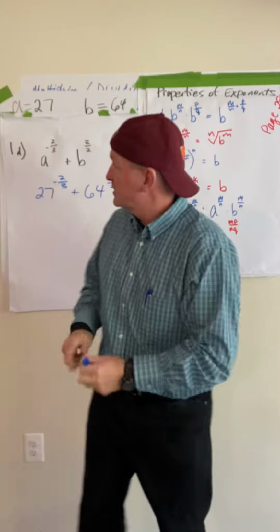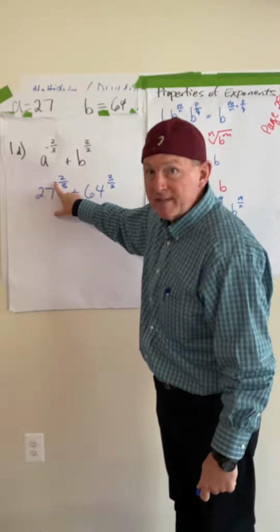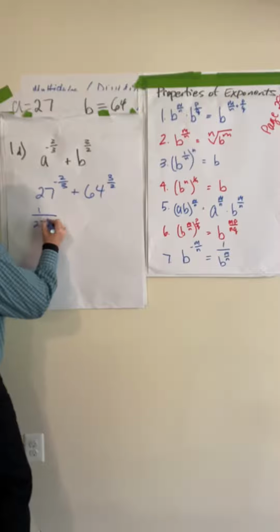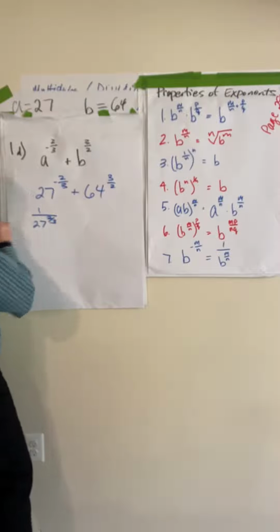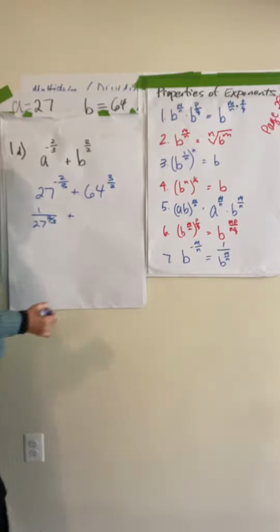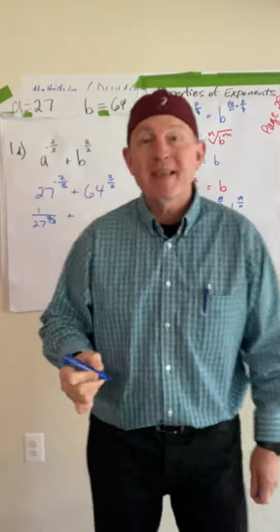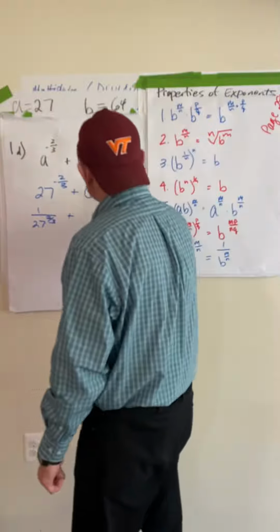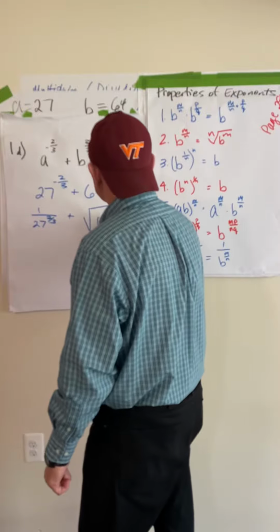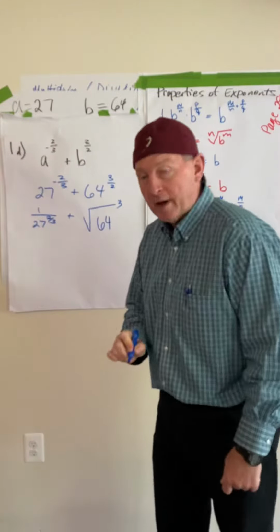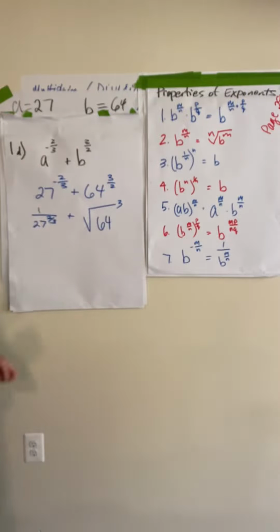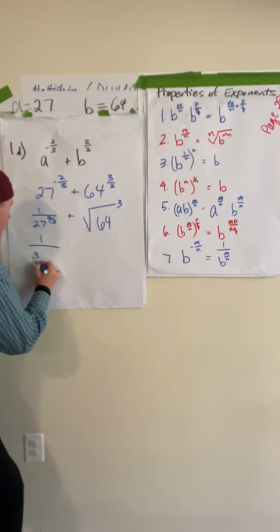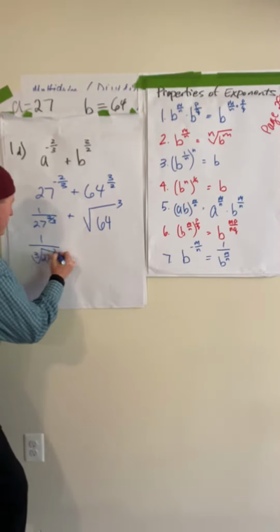27 to the negative 2/3. Well, the negative means to make it 1 over 27 and keep it as 2/3. So we're going to have 1 over 27 to the 2/3. Then we have 64 to the 3/2. What that means, that's the square root of 64 cubed. Okay? So now we're going to do 1 over 27 to the 2/3. Well, that's going to be 1 over the cubed root of 27 squared.